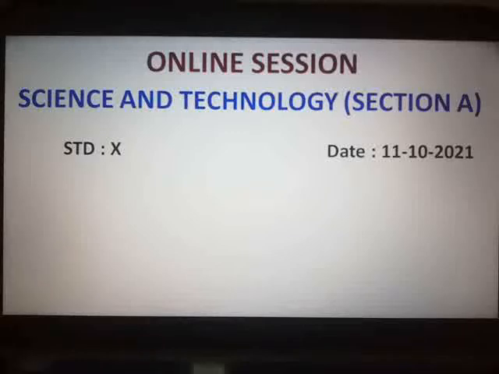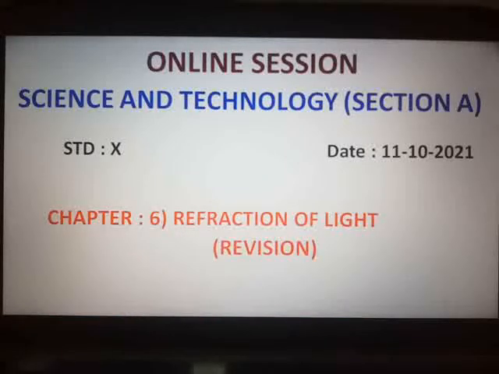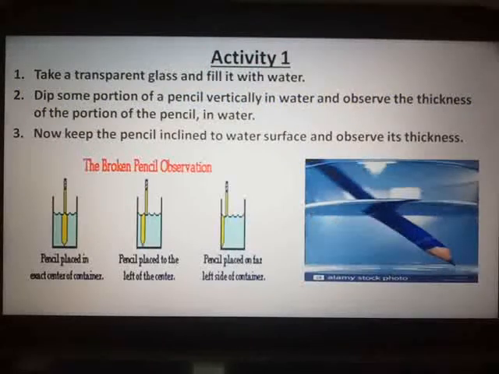Along with it, I will try to complete a revision of some part of chapter number 2, that is the modern periodic table, about the periodic classification of elements. So let us start with the revision without wasting our time. Chapter number 6, Refraction of Light.